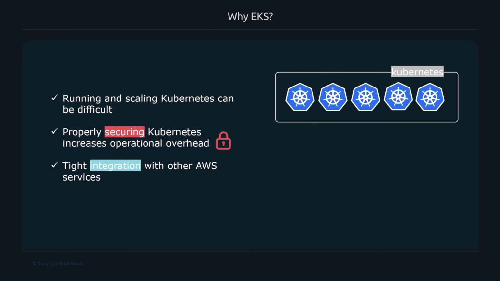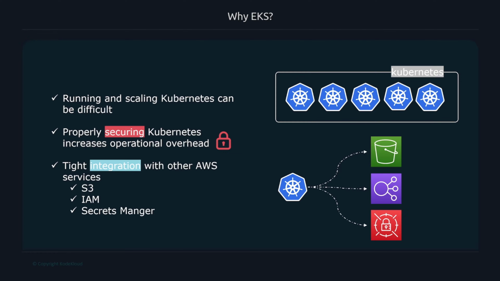And lastly, you're going to have to make use of other AWS services, and you're going to find that when you're working with EKS, it's very easy to integrate with all of the other major AWS services. So things like S3, IAM, Secrets Manager, and Load Balancer.